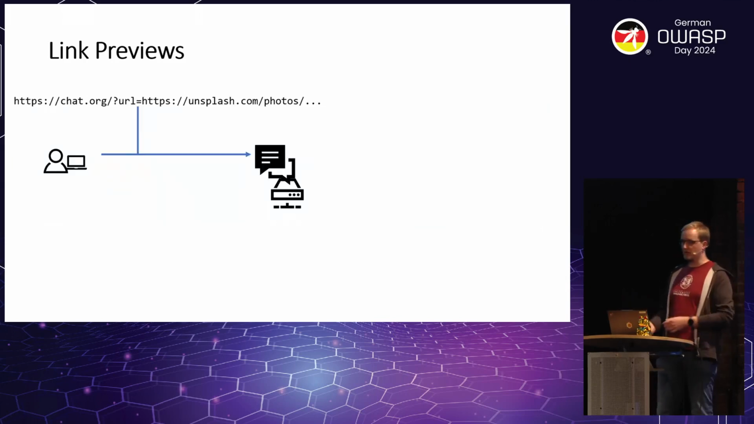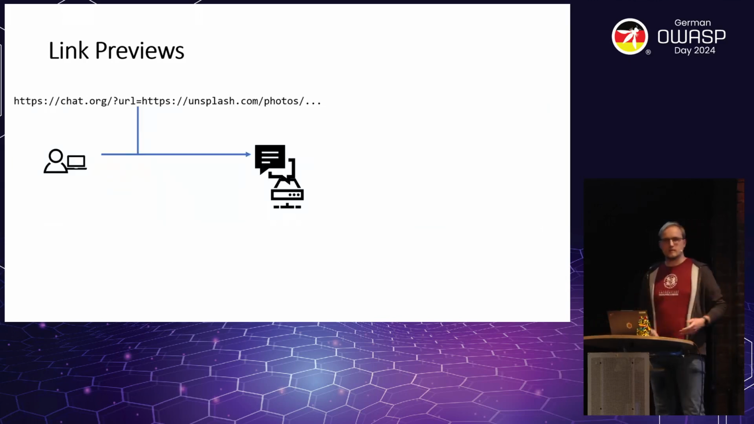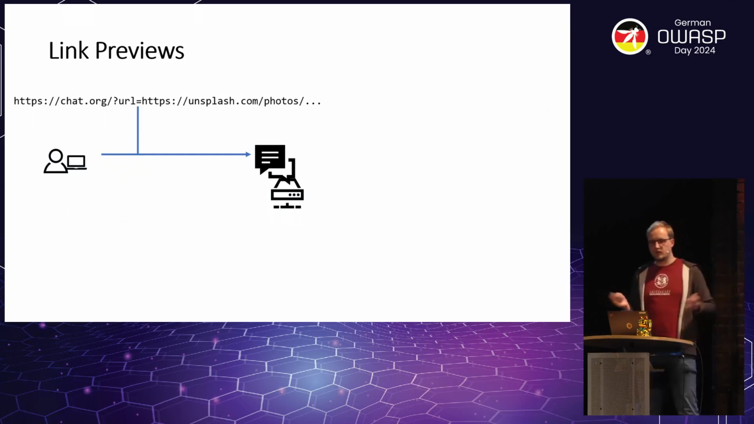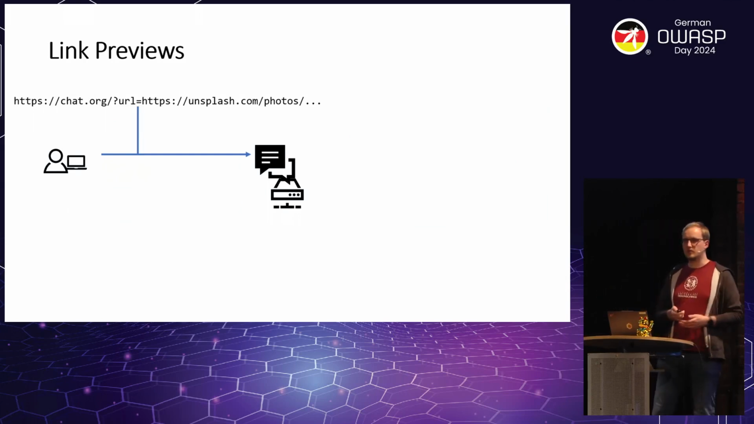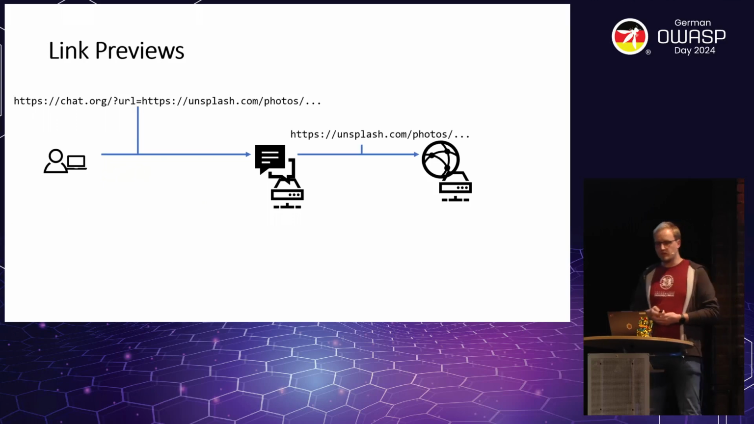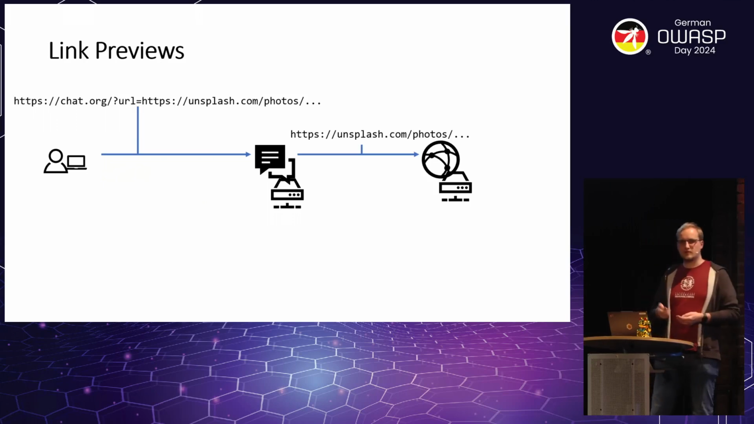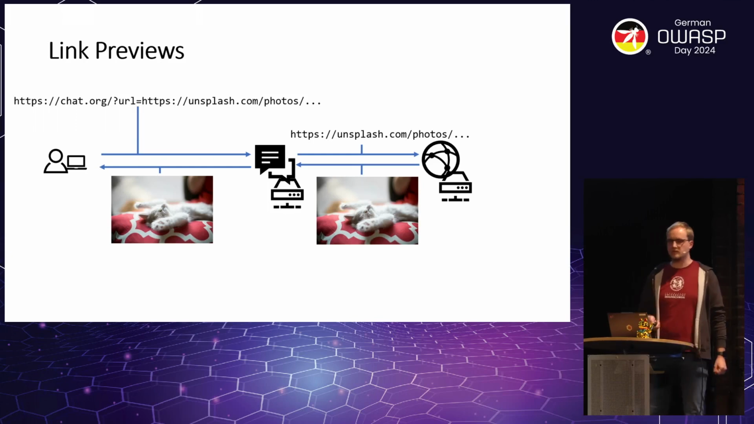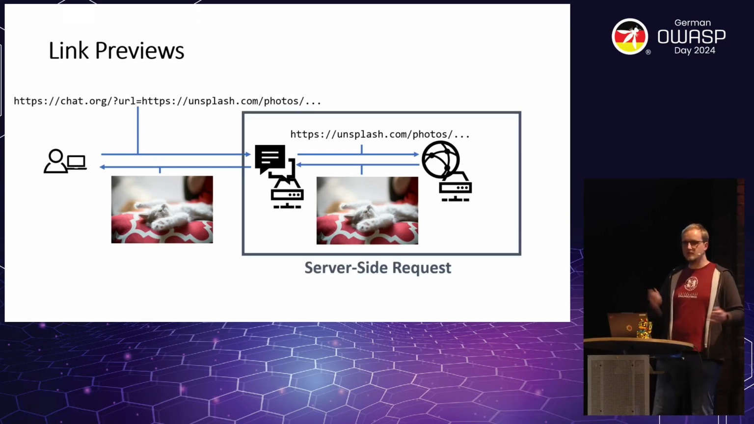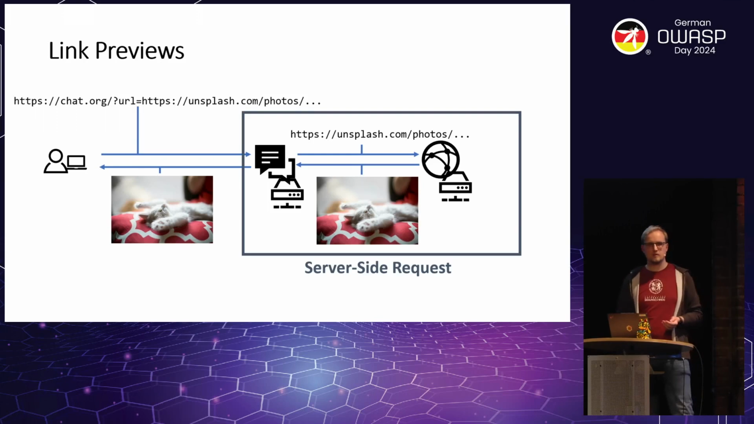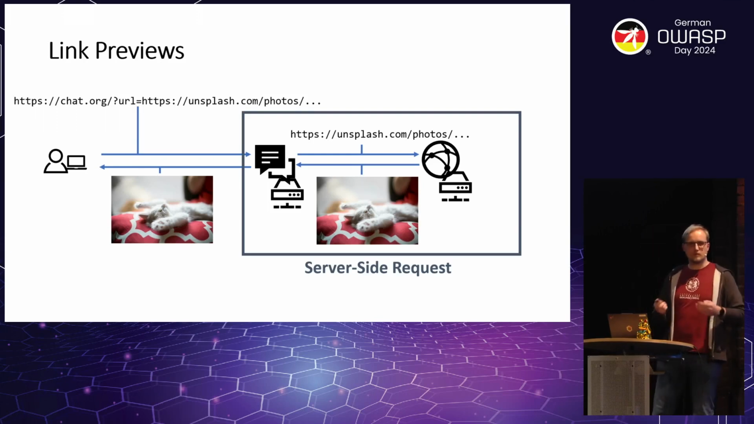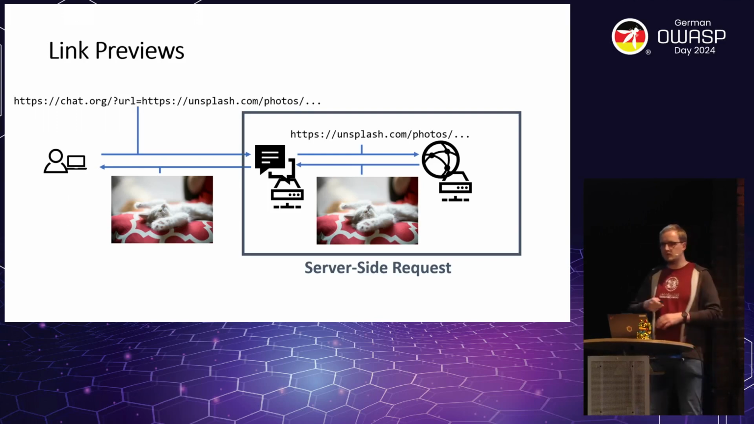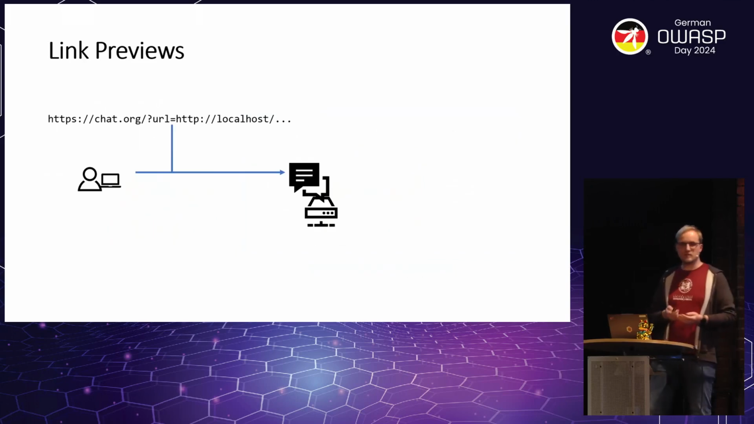And this would look something like this. Your client is requesting the chat server and says, hey, I need a preview for this URL, in this case, unsplash.com/something. Then the chat server goes ahead and fetches that resource from the remote server, so in this case, Unsplash. Unsplash returns the kitten pic, and the chat server forwards it to you as a client. And this right-hand side is called a server-side request, because the server is requesting something for you, just like the client, but the server. But this can go wrong.